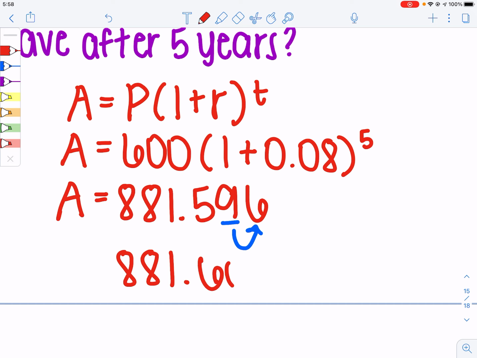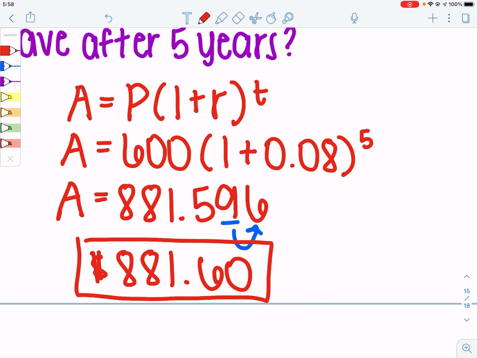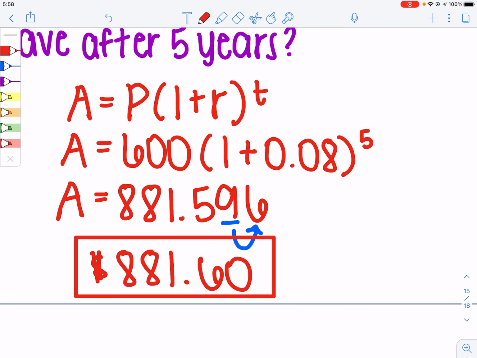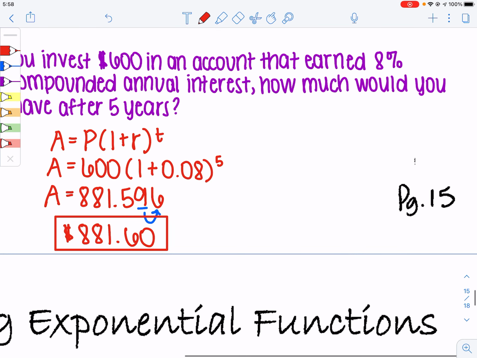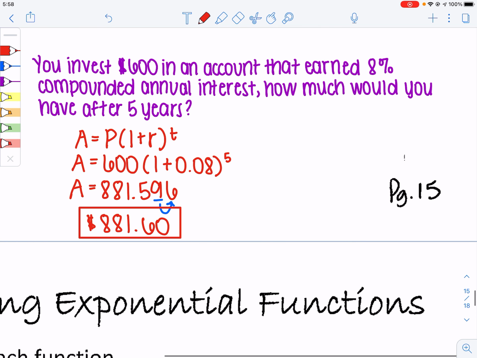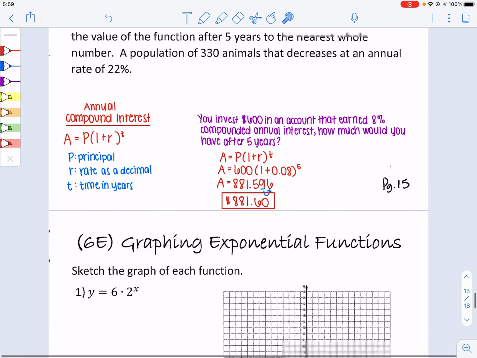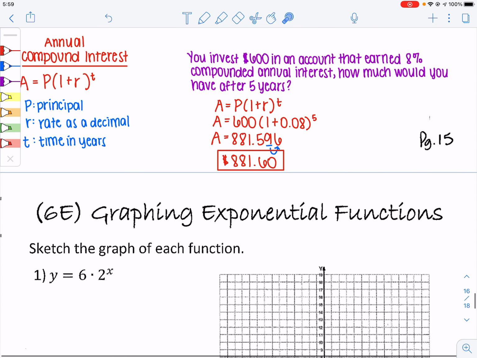So 60 cents. All right, so what this means is you started with $600 invested in this account. You started with $600, but then after 5 years, you now have $881.60. Okay, so yeah, go ahead and watch your next video, which is over graphing these exponential functions, and then you'll have your study guide today. Let me know if you have any questions.